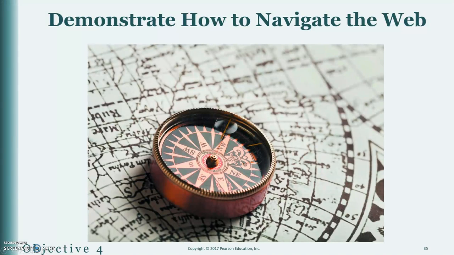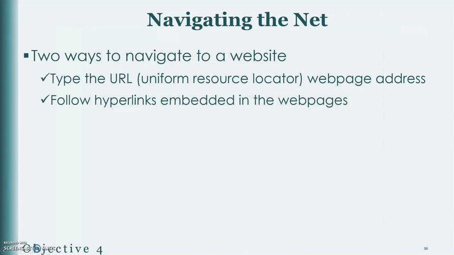All right, so we know where the internet came from. We know how to connect to the internet. So how do we navigate through the web? I'm sure you have lots of experience doing this, but let's cover it. Maybe it'll give you some terms you didn't have before. There's two ways to navigate to a website, either by typing in the URL, which stands for Uniform Resource Locator, and that's the web page address, or you can follow hyperlinks that are embedded in the web pages.